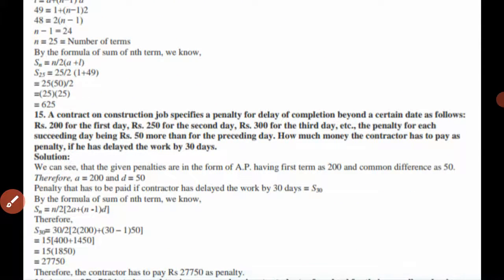Now after this, see question number 15. In question number 15, a contract on a construction job specifies a penalty for delay of completion beyond a certain date as follows: rupees 200 for the first day, 250 for the second day and 300 for the third day. Means here when we find the AP, there will be a difference of rupees 50 in the AP.